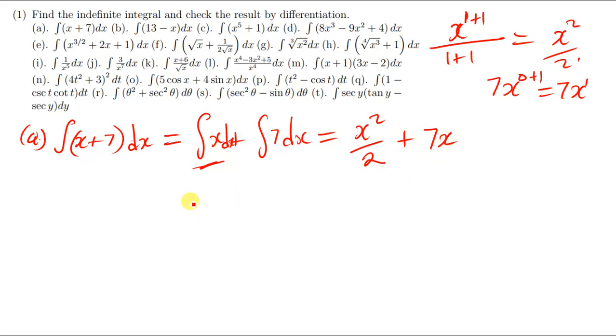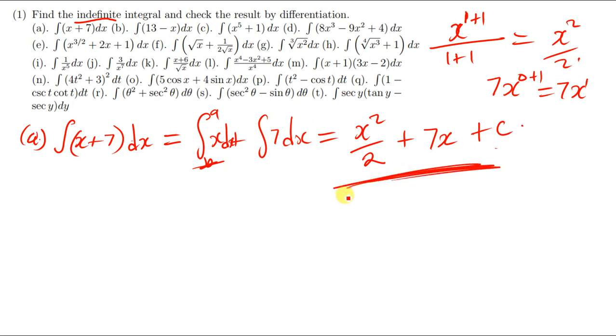But since these are not definite integrals, meaning we don't have limits here and there, we add a constant c. If we have limits, I'm going to show you in the next video how you deal with the limits. But in this case, we don't have limits. That's why they are called indefinite integrals. So you just integrate them directly and then add a constant c there. So this is how you do the integration.